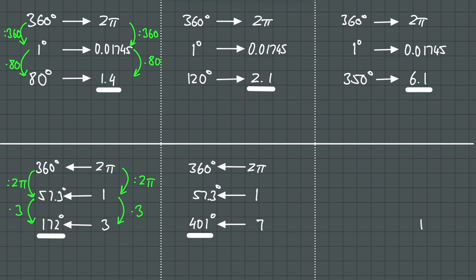What is 10 radians in degrees? 360 divided by 2 pi is approximately 57.3. And 57.3 times 10 is 573. So 10 radians is approximately 573 degrees.